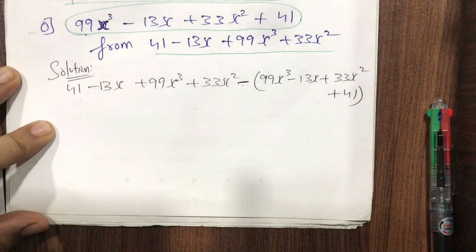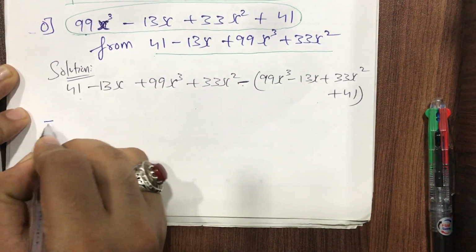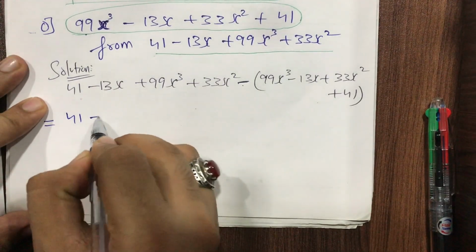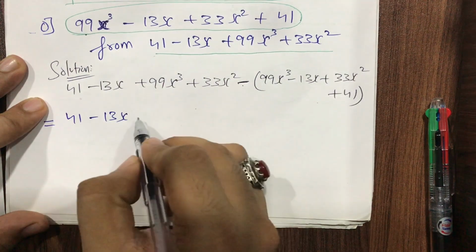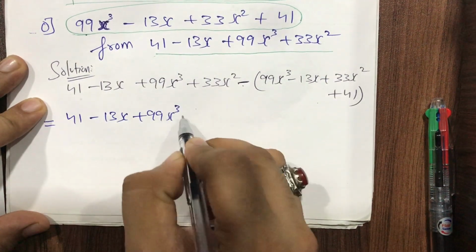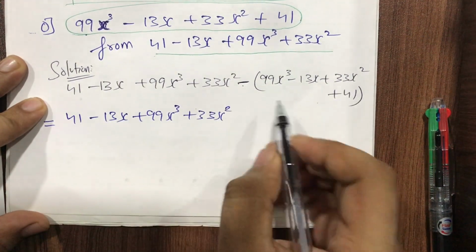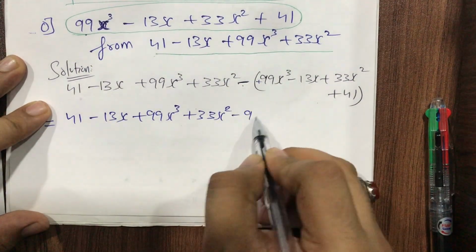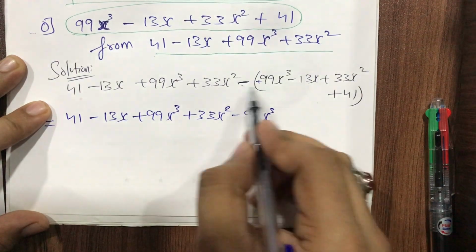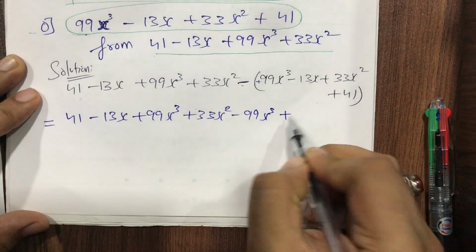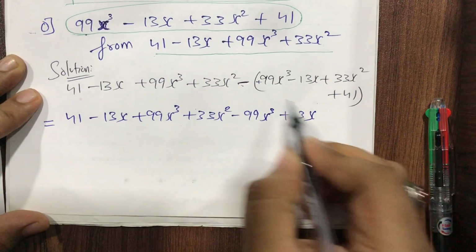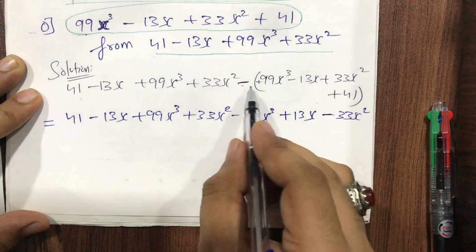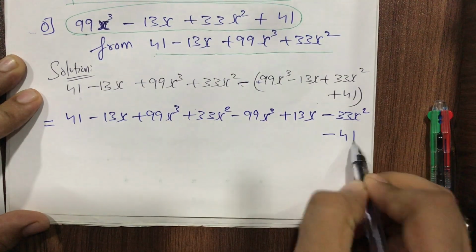Now let's see the second step. This will be equal to, I'll copy first as it is, 41 minus 13x plus 99x cube plus 33x square. Now pay attention here. This is originally plus, so this will become minus 99x cube. Minus multiplied by minus becomes plus, this will become plus 13x. Minus multiplied by plus becomes minus 33x square. And minus multiplied by plus becomes minus 41.